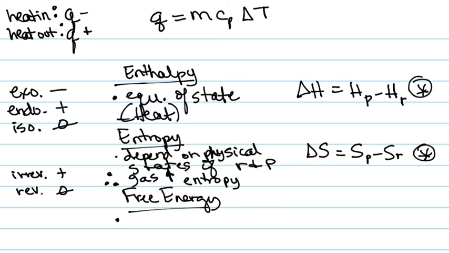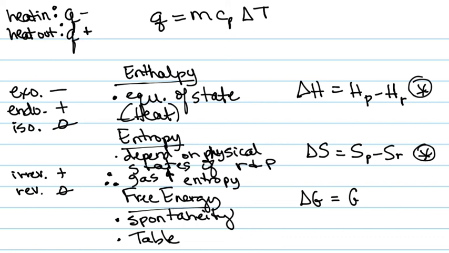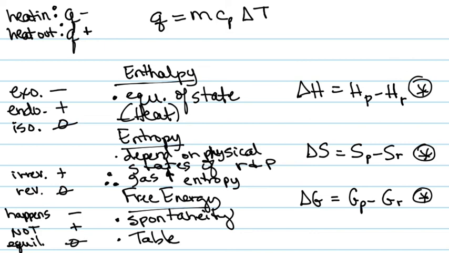And then Gibbs free energy is all about spontaneity. Is it spontaneous or not? And we have the table to look at that goes with that. So again, you have the table that you've got down. Again, change in Gibbs free energy can be the products minus the reactants. And for this one, your reaction happens spontaneously if free energy is negative. It does not happen spontaneously if it is positive, and you are considered to be in equilibrium if free energy is equal to 0.